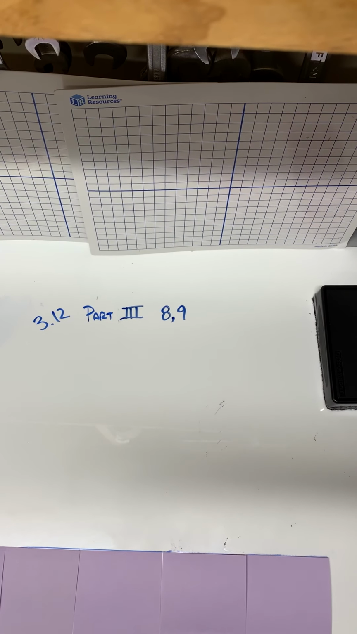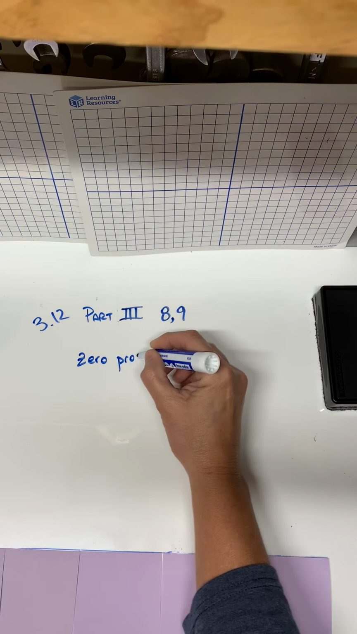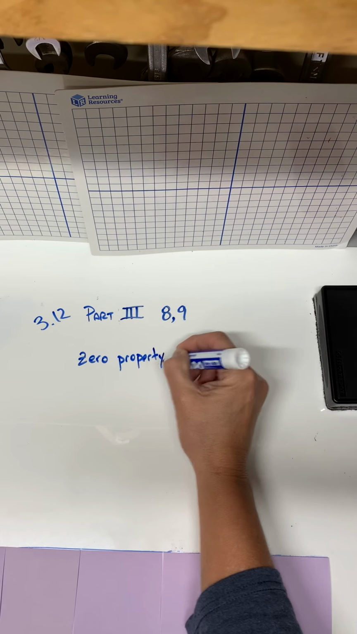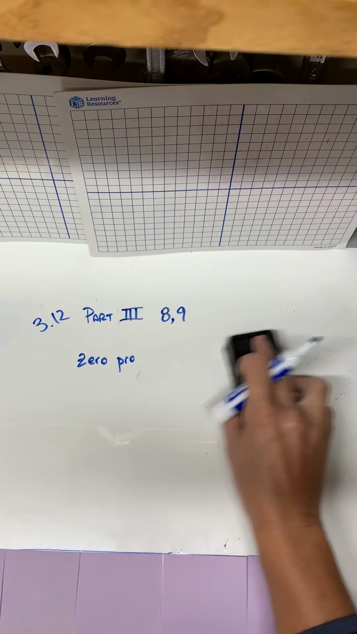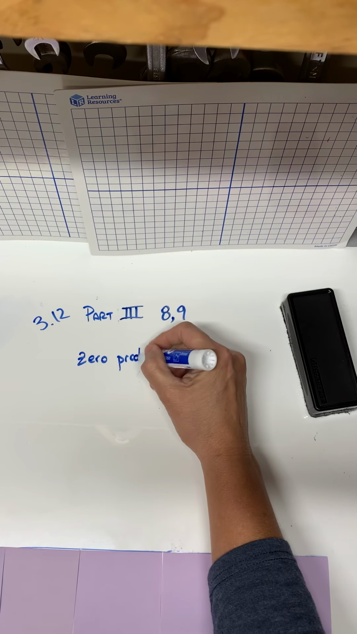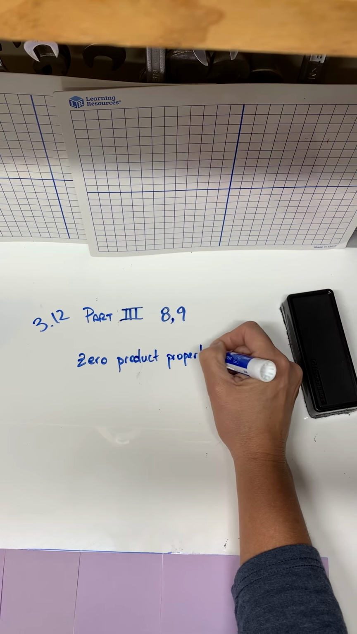So what we want to talk about here is something called the zero product property, which means this. Sorry, I was talking while I was writing. That's never a good idea. Zero product property. So it goes like this.